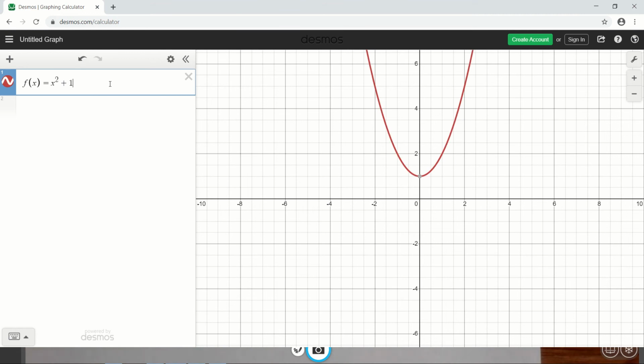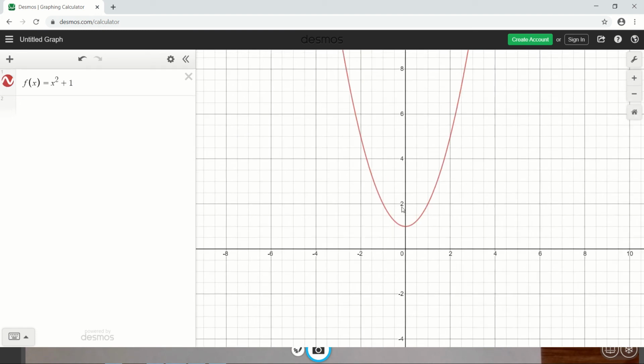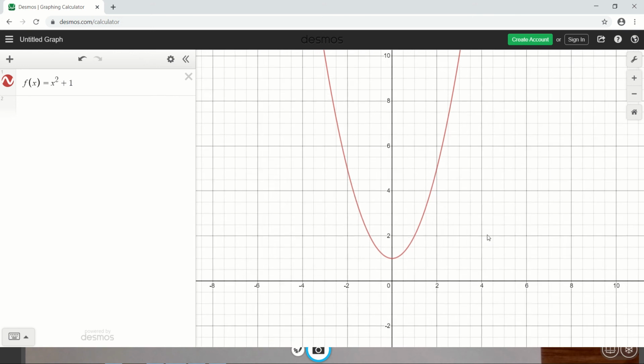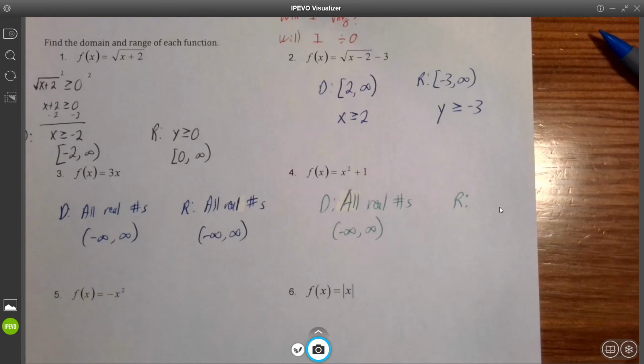And I look at my graph, and sure enough, my domain was correct. Any x value I want to plug in will work. So this graph goes forever to the left and forever to the right. Now, I know it goes forever up in both directions, too, but I can't see it all. It's always going to the left, and it's always going to the right, which is why my domain is indeed all real numbers, negative infinity to infinity.